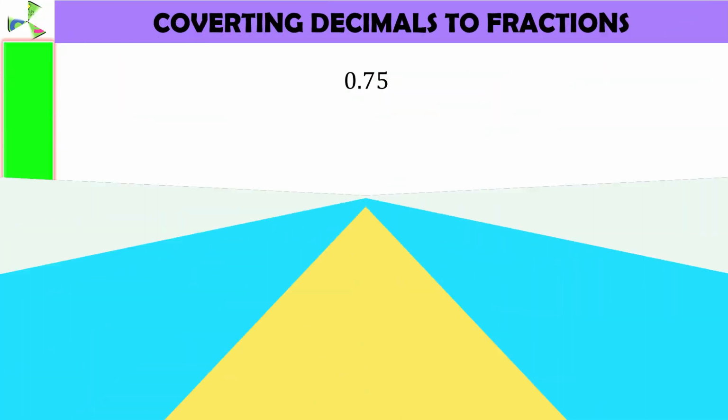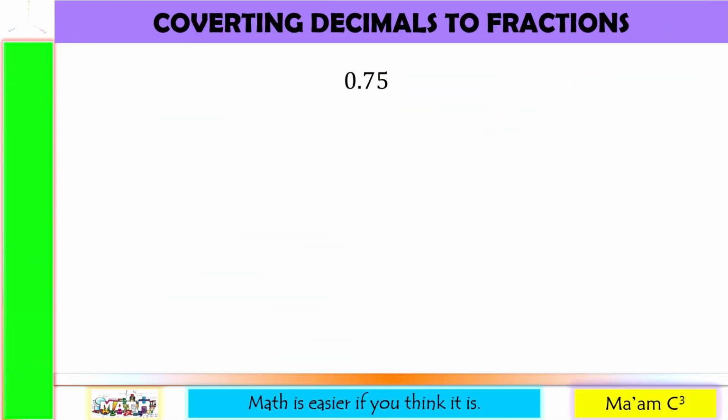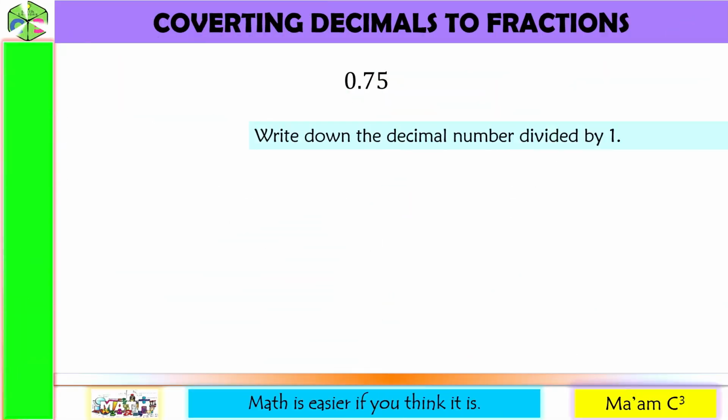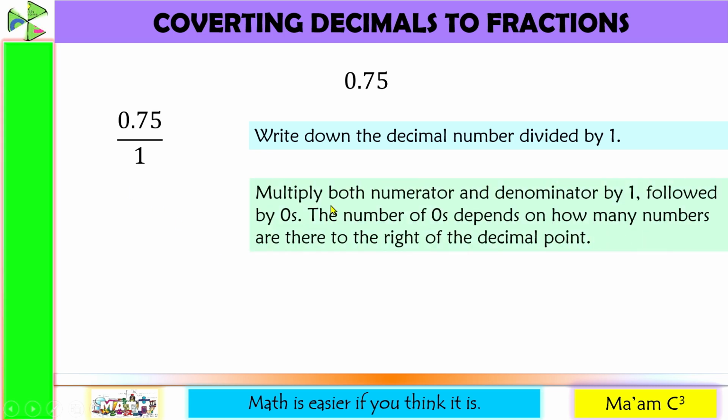Now let us convert decimals to fractions. Step 1. Write down the decimal number divided by 1. So we have 0.75 divided by 1. Step 2. Multiply both numerator and denominator by 1 followed by zeros. The number of zeros depends on how many numbers are there to the right of the decimal point.